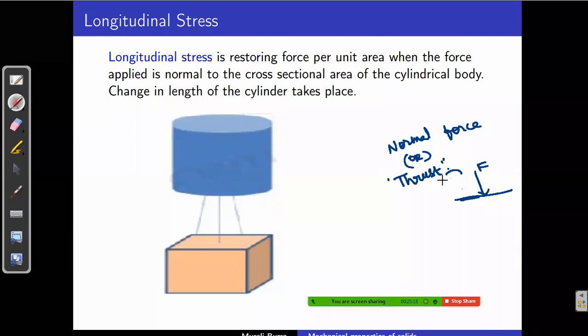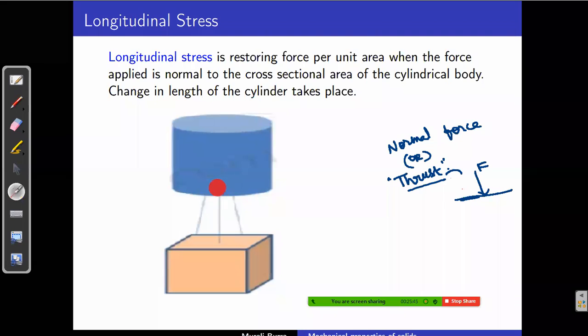For better understanding, I am just mentioning this word also. Thrust is nothing but normal force. Thrust is nothing but force only, but that force is acting perpendicular to the surface. Throughout the stress topic, we will be taking normal force only. That is the reason I have taken this cylindrical arrangement, and attached one block downwards so that it acts exactly normal to this surface.